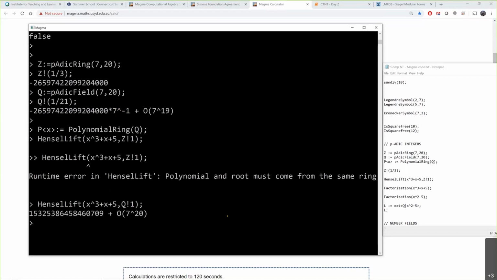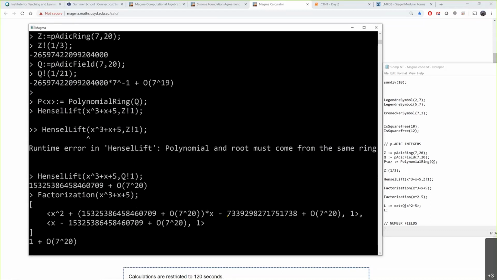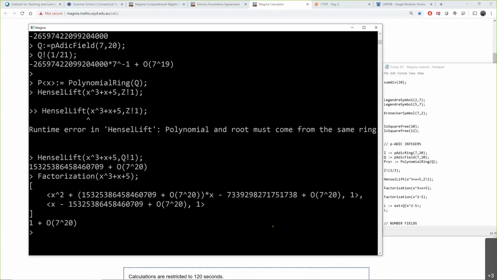All right. I did a Hensel lift, but I can also find the same information if I factor the polynomial x cubed plus x plus 5, and it's going to give me not just that one, but all the possible roots. What this tells me is that there is one root in Z7, but then there's a quadratic polynomial that does not factor. So this quadratic polynomial would give me a quadratic extension of Q7. All right, let me see. I can also factor. So what happens if I try to factor x squared minus 5?